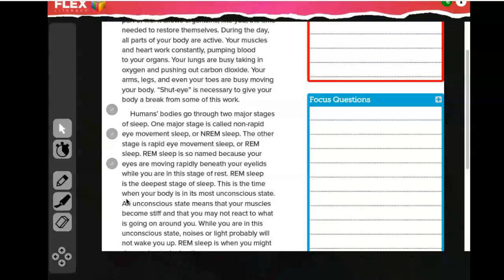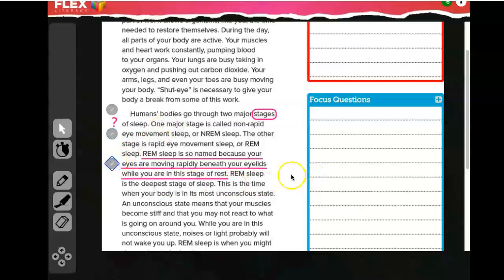I'm going to stop there for a moment and think about a couple of annotations we could make. I'm going to circle the word stages because I'm interested in what they mean by stages of sleep, right? I'm going to put a question mark next to that because I do have a question. I have a wondering about this. What do we mean by 2 major stages of sleep? That sounds like important information.